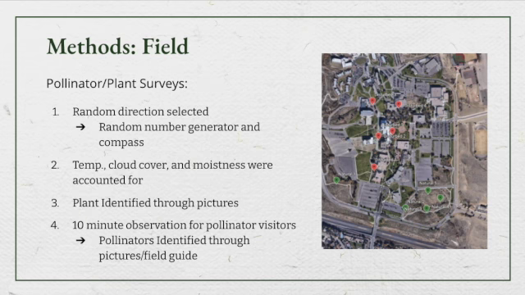After sites were designated, I conducted pollinator plant surveys. I would have a random direction selected, developed through a random number generator and a compass. I also made sure to write down temperature, cloud cover, and moistness each and every day of the surveys, in order to keep track of what was occurring each day. And then plants were identified through pictures.